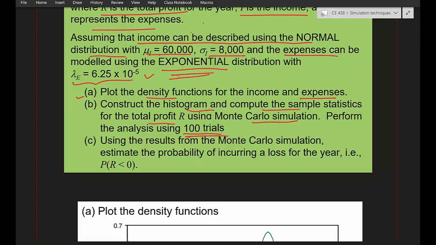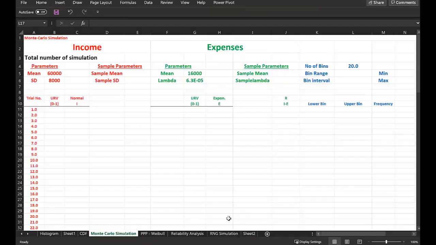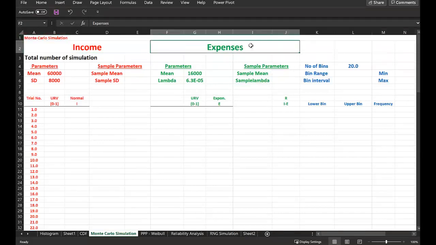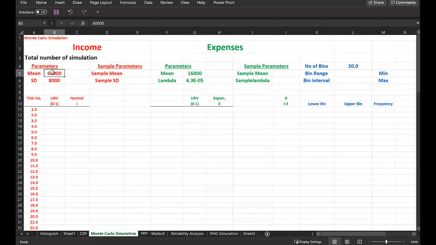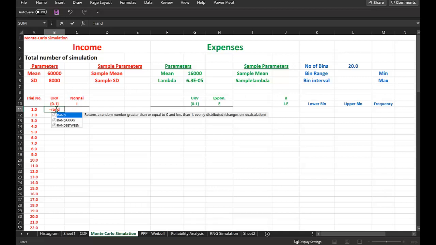So let's do this using the Excel sheet. So let's say on this side we will plot income and on this side we will have expenses. So the income parameters say the mean is 60,000, the standard deviation is 8,000, and then we have to use Monte Carlo simulation to generate samples. So let us first generate a uniform random variable between 0 and 1. In Excel we have a RAND function that can be used to generate a random variable. So this is equals to RAND. So let's generate a random number.